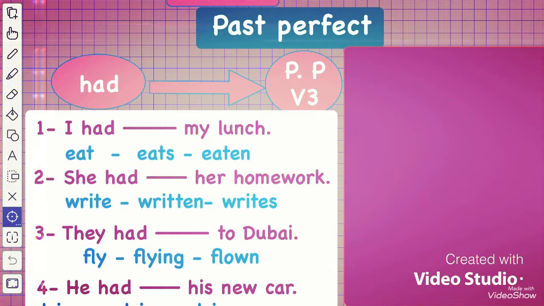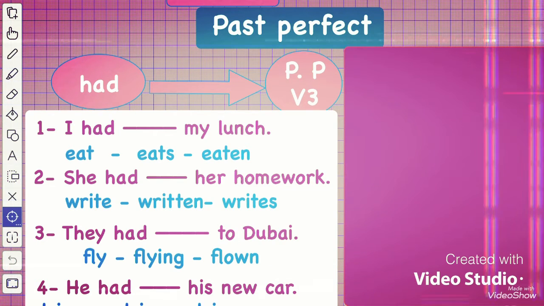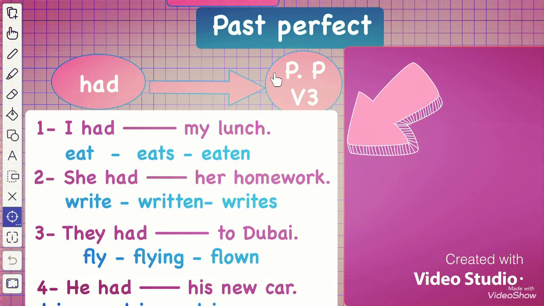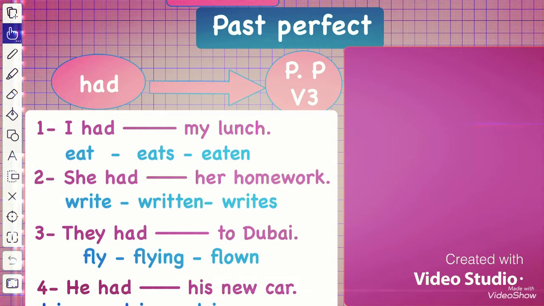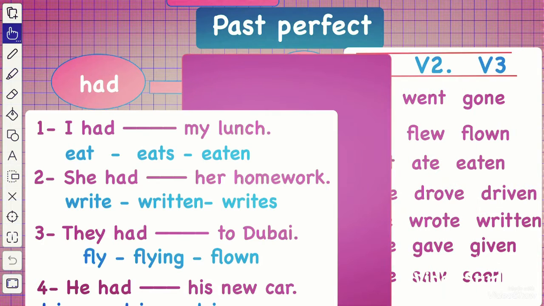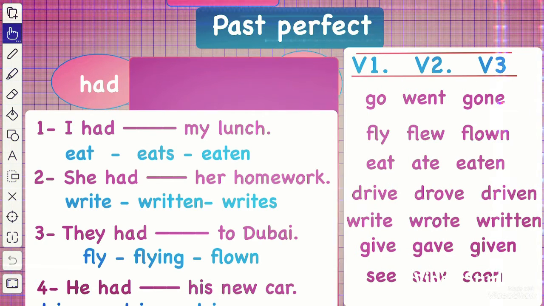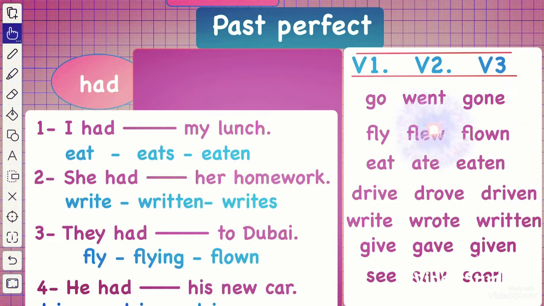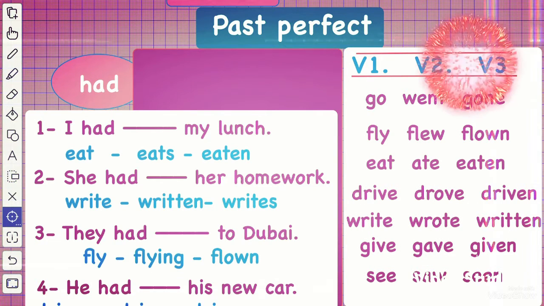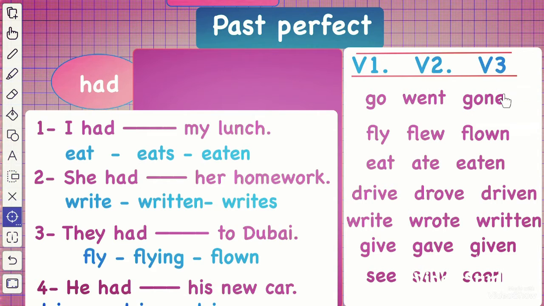For example, here: I had eaten my lunch. After had, I should write V3. Let's see first V3. We have here a list of V1, V2 and V3. Go, went, gone. V3 of the verb go, or PP of the verb go, is gone.